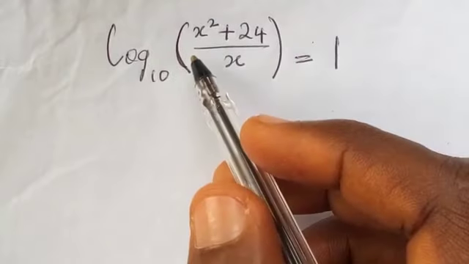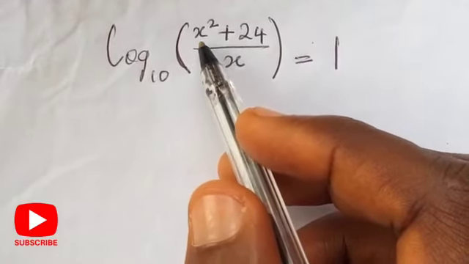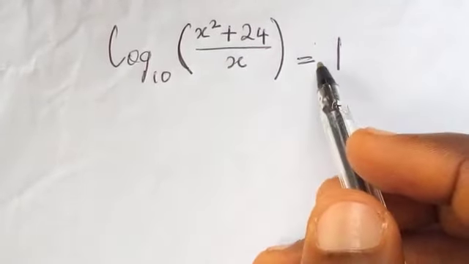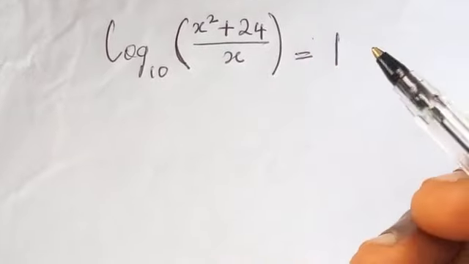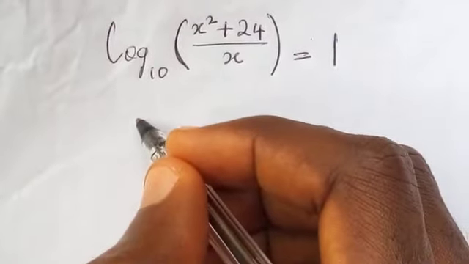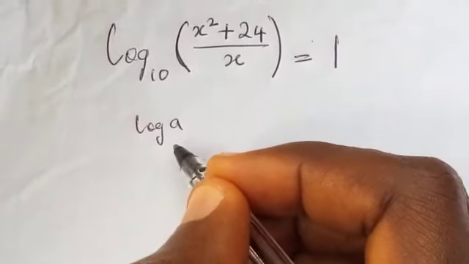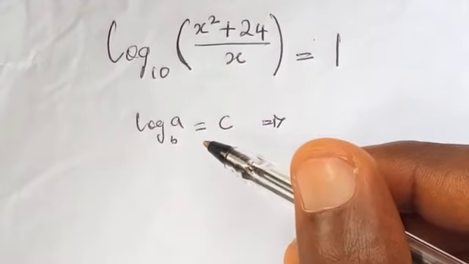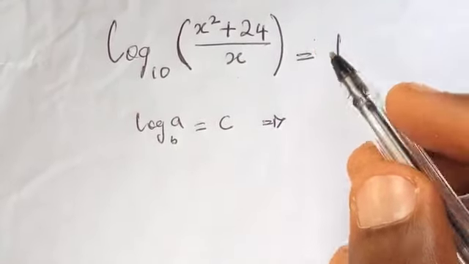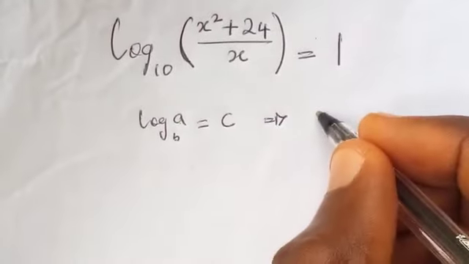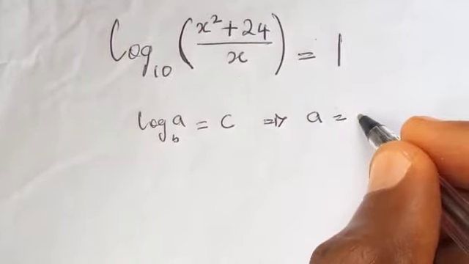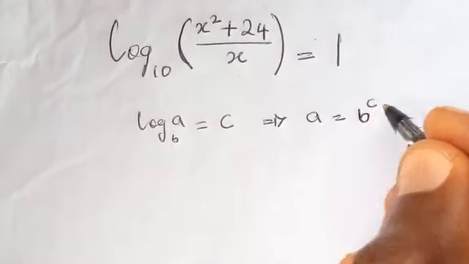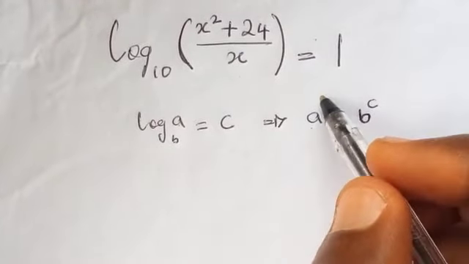Welcome. To solve this question, log of the bracket x raised to power 2 plus 24 over x, base 10, equals 1. It's very simple. Remember the law of logarithm that says if you have log a base b equals c, to express this in normal exponential form, it will become a equals b raised to power c.